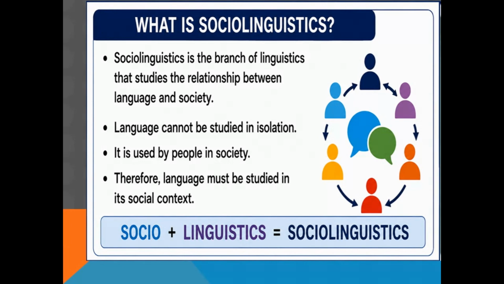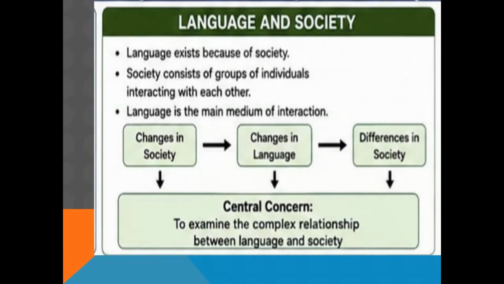The main idea is that language cannot be studied in isolation because it is always used by people living in society. Language and society are closely connected. Language helps people to communicate, share ideas, express emotions, and build relationships. Similarly, society influences the way people speak.